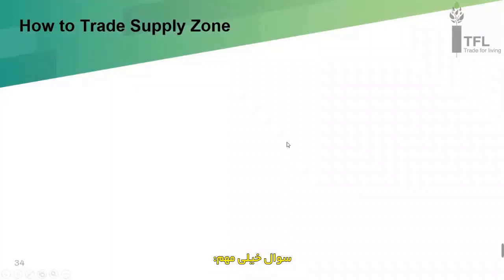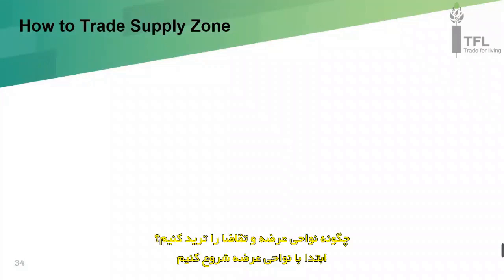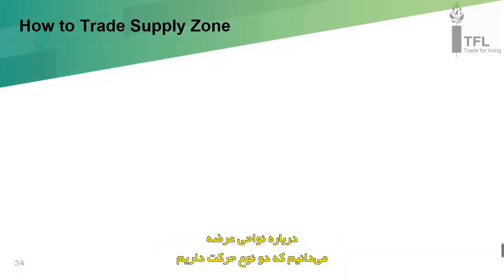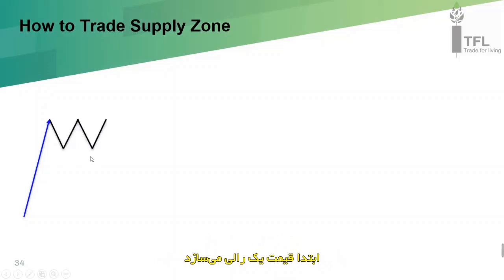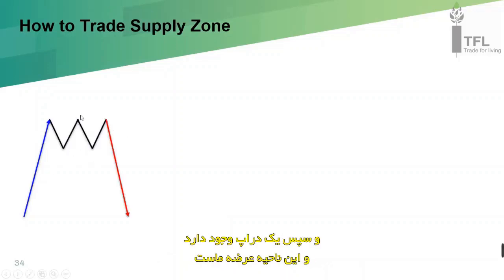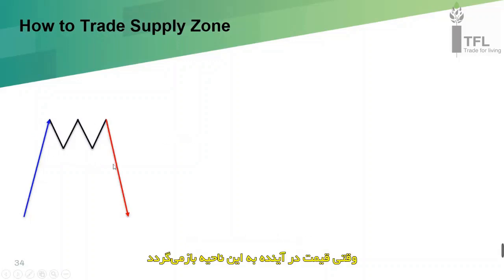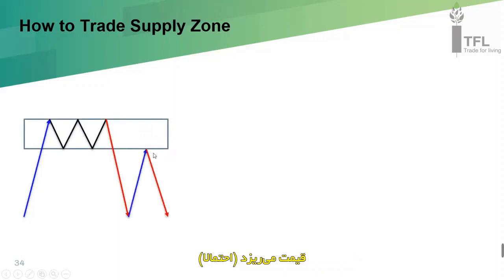Now the most important thing: how do we trade the supply and demand zone? We go with the supply zone first. On the supply zone, we know there are two types of movement, the rally base drop and the drop base drop. First, the rally base drop. We have a rally in price, then there is a base, then there is a drop. This is our supply zone. Likely when the price comes back to this area in future, there will be a drop.